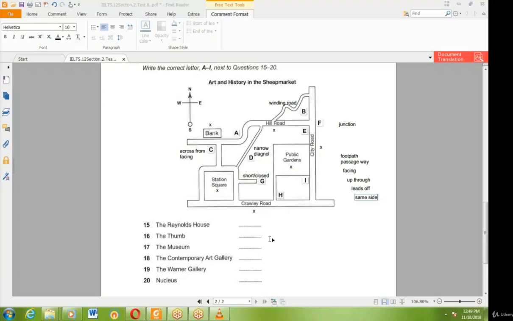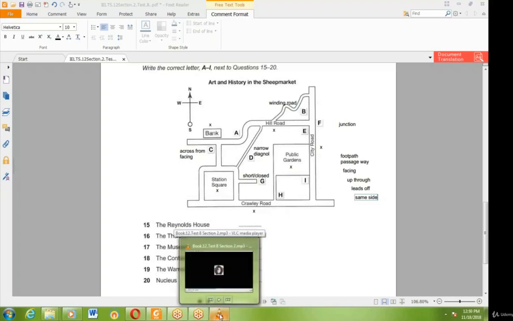But you should know all this vocabulary before you even walk in the test. Junction, footpath, passageway, facing, up through, leads off, same side, winding road, across from, short, closed. All that language you should already know. But there's no requirement to memorize. I'm about to play the audio, so answer the best way that you can, please. And then I'll go through everything and point it out for you.